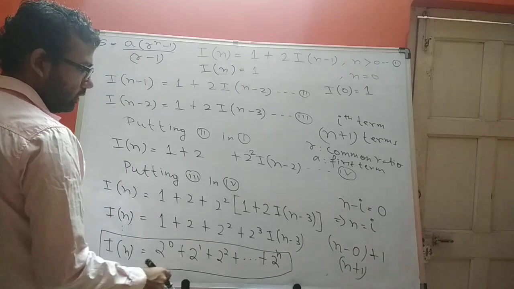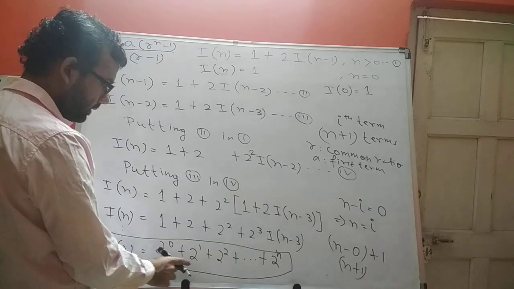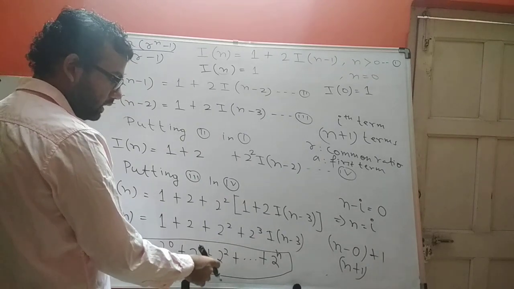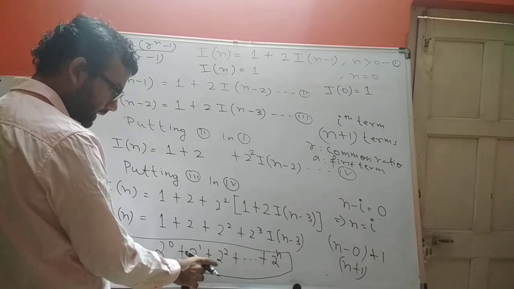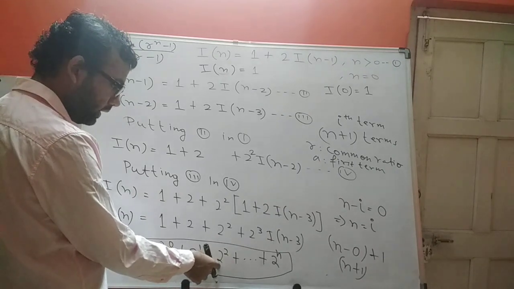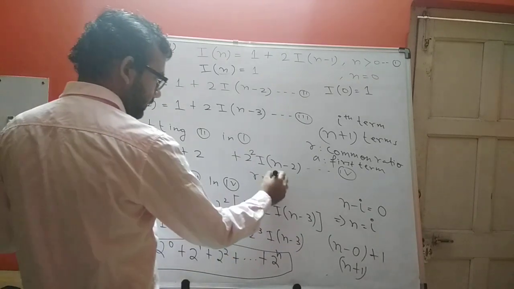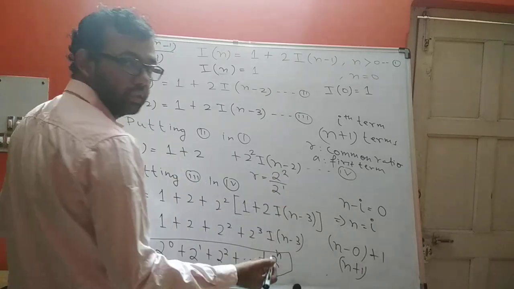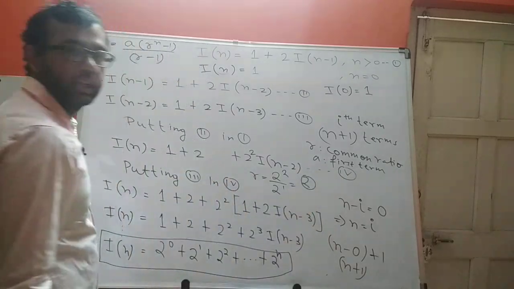And what is the common ratio? Now see, to find the common ratio, you take any two consecutive terms, say first term, second term, or second term, third term, and you divide the larger term by the smaller term. If I take the second term and the third term, the larger term is the third term. So R is equal to the larger term divided by the smaller term: 2 to the power of 2 is 4, 2 to the power of 1 is 2, and 4 divided by 2 is 2. That means my common ratio comes out to be 2.